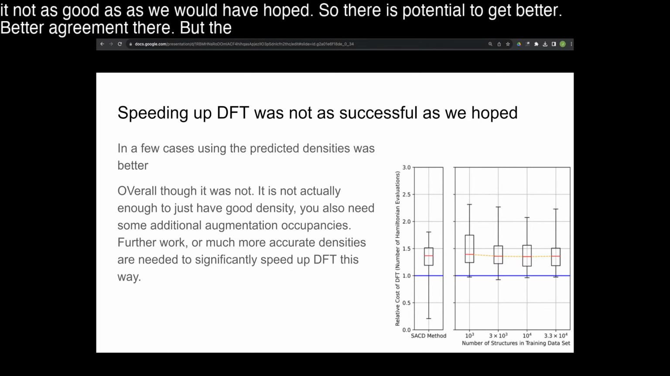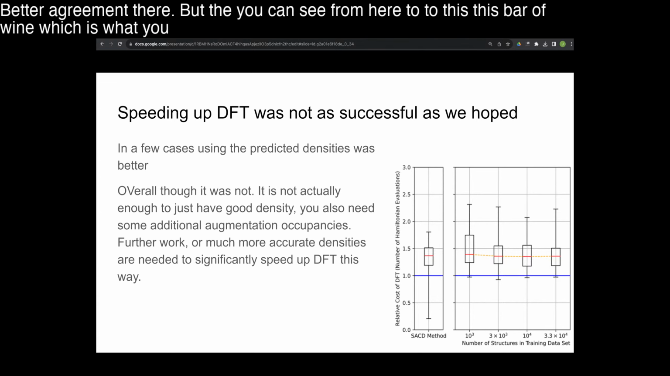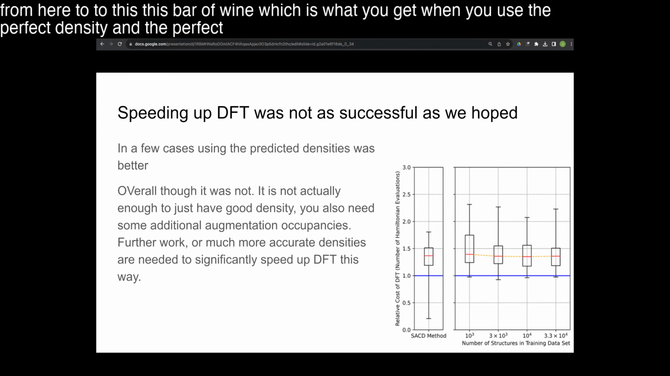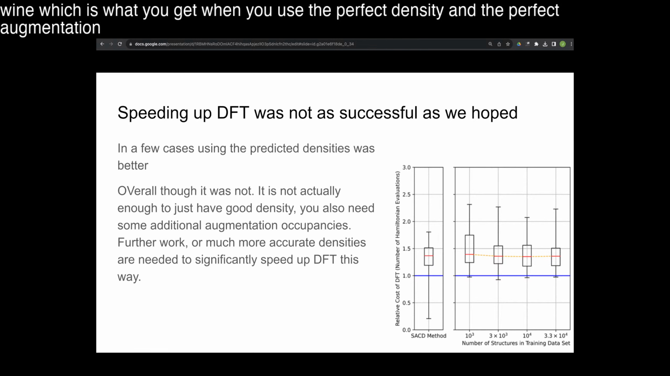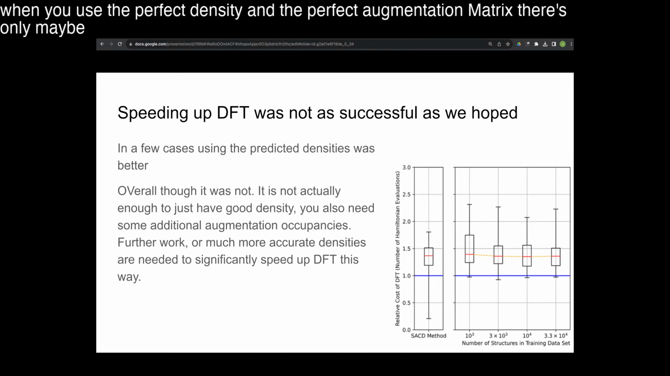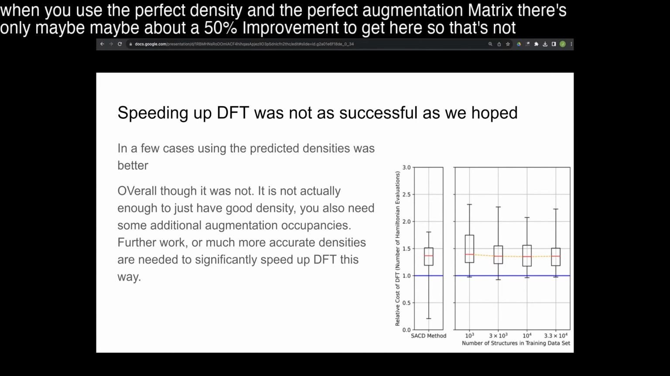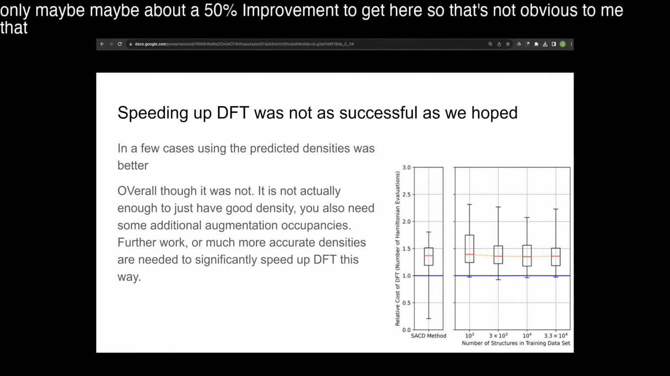but you can see from here to this bar of 1, which is what you get when you use the perfect density and the perfect augmentation matrix, there's only maybe about a 50% improvement to get here. So it's not obvious to me that it's worth a huge effort to get there.